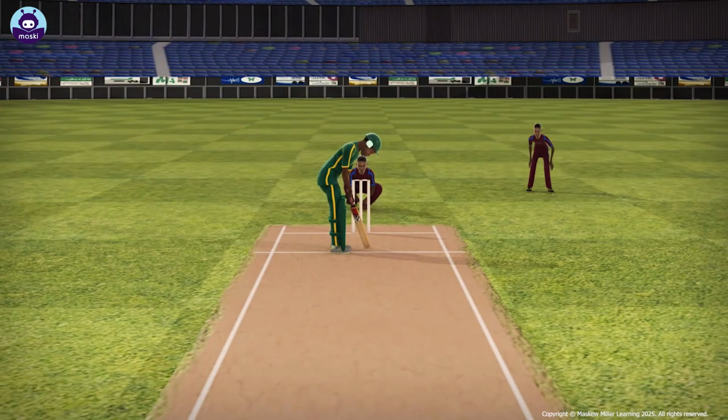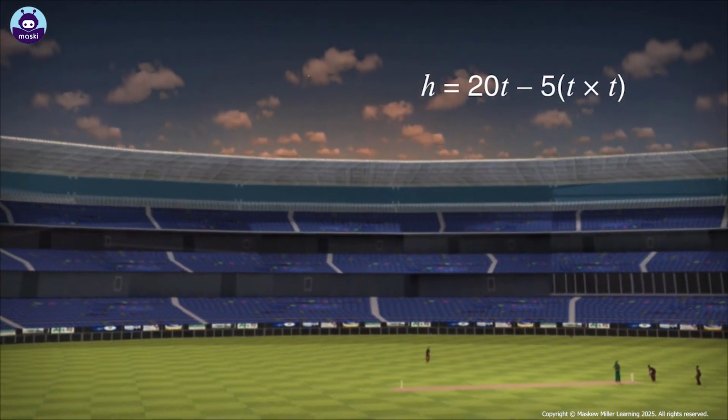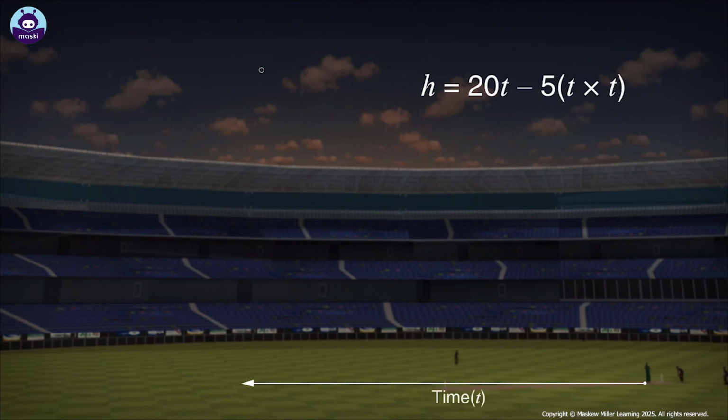Paseka hits a cricket ball up in the air. This formula shows the relationship between the time in seconds after Paseka hit the ball and the height of the ball above the ground in meters. h equals 20t minus 5 times t times t. Let's determine the height of the ball after 2 seconds.